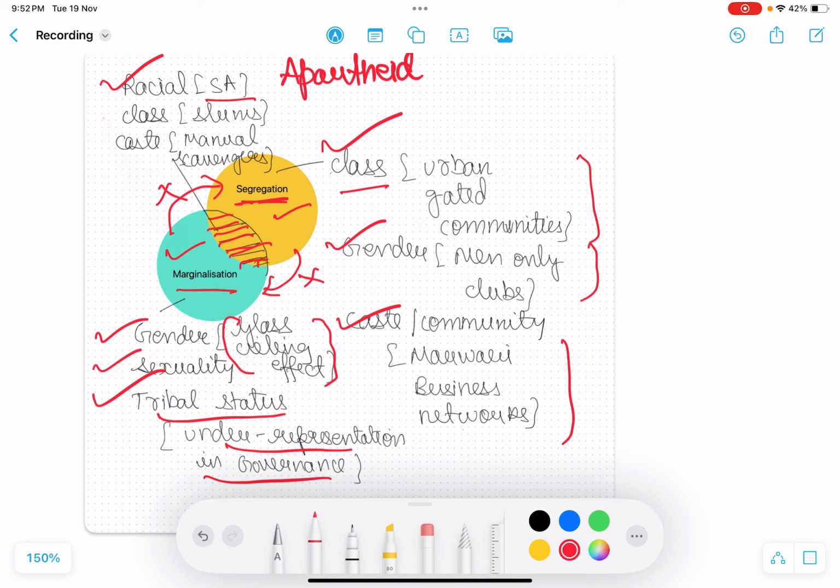periphery. And then on a class basis, we can see slums as physical segregation, which results in marginalization. And on a caste basis, let's just say manual scavengers, so we have people who are engaged in the cleaning of septic tanks in sewerage pipes, and nearly all of the people who are engaged in this belong to certain so-called lower caste communities. So that is segregation, social institutional. It is also marginalization. All right.